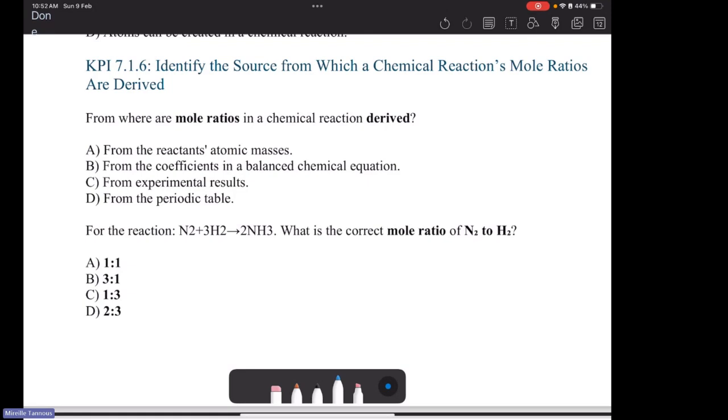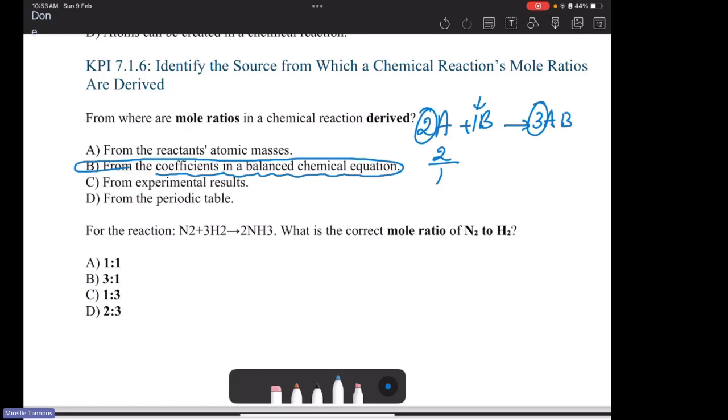mole ratio in a chemical reaction. From where are they derived? So if I have a chemical reaction, I can derive the mole ratio from the stoichiometric coefficients. So from these numbers written, if there is no number, it means it's a 1. So here I have, for example, if I want to write the mole ratio of A to B, it's 2 over 1. Okay, so these numbers, we derive them from the stoichiometric coefficients in a chemical equation.